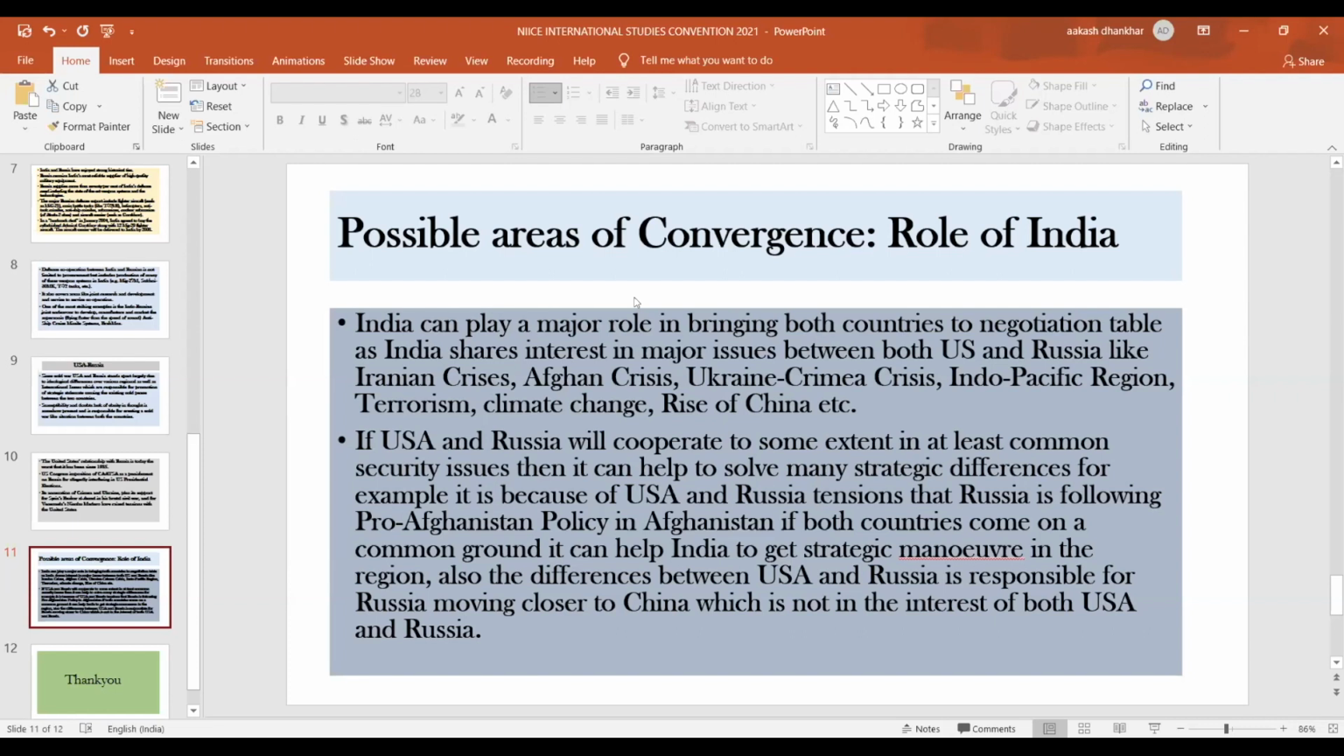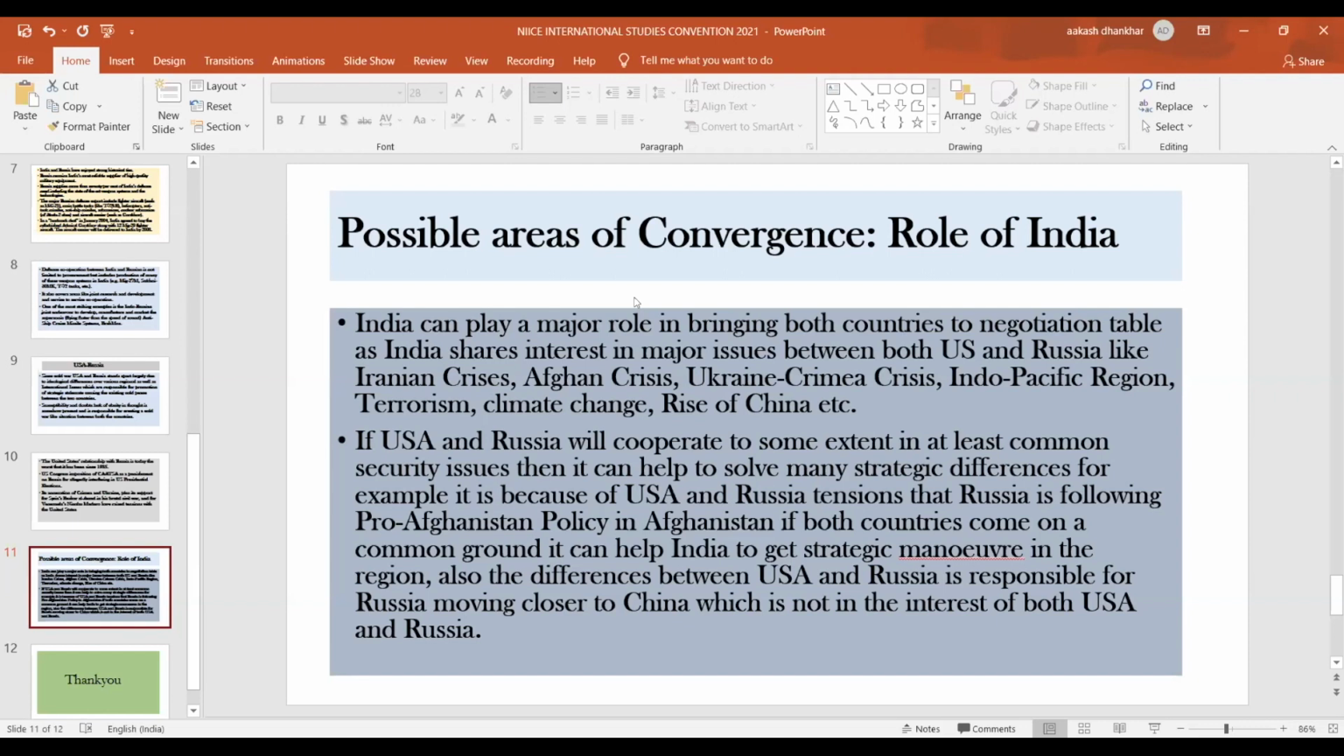If the USA and Russia cooperate to some extent, at least on common security issues, then it will help to solve many strategic differences. For example, it is because of US and Russia tensions that Russia is following a pro-Afghanistan policy. If both of them come together on common ground, it can also help India to get strategic maneuverability in the region.